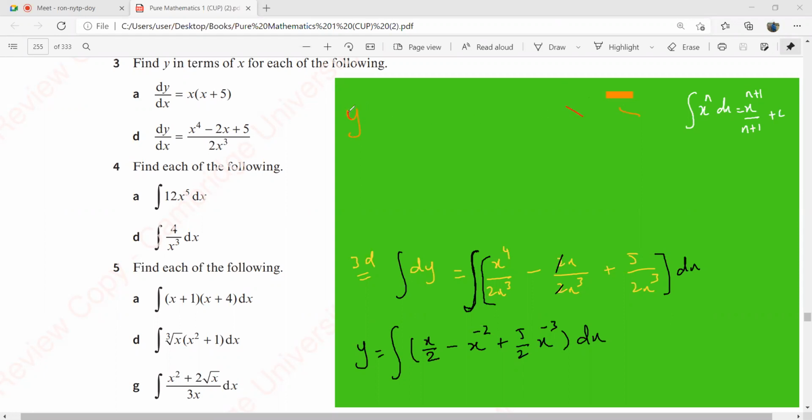Okay, so this is y equal to x. Now, what is the integral of x? That is x squared over 2. So this is x squared, and there is already a 2 here. So this is 2 into 2 minus x raised to power minus 1 over minus 1. And then you have plus 5 x raised to power minus 2. There is already a 2 here. This is 2 into minus 2. And then you write at the end plus c. Don't forget this plus c.